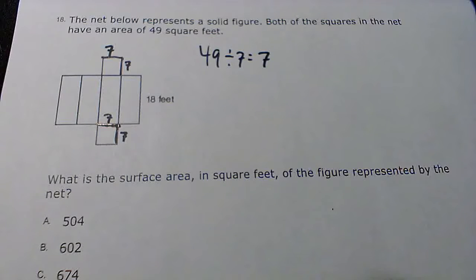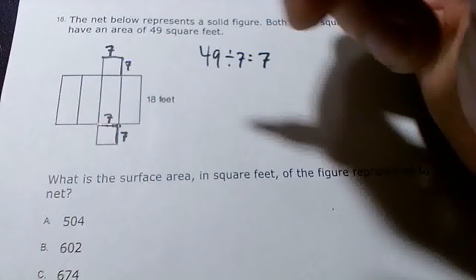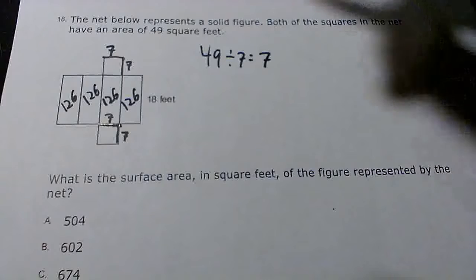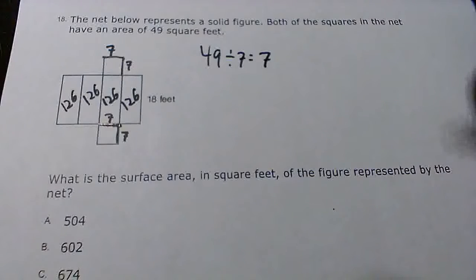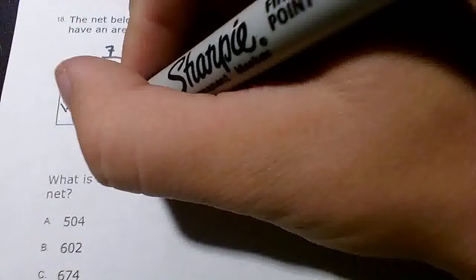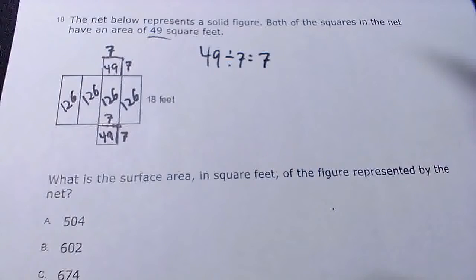Next, all that's left to do is to do 18 times 7. That will give you 126 for the dimensions of each of those rectangles. 126, 126, 126, and I think you get the picture. We don't really have to do any work in order to find the area of the squares, the problem more or less told us. Those were each 49.